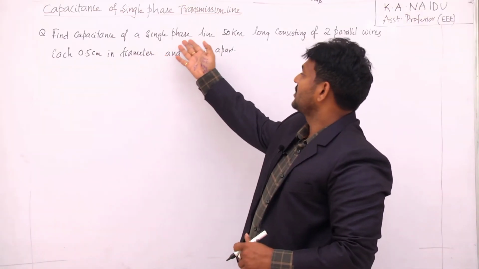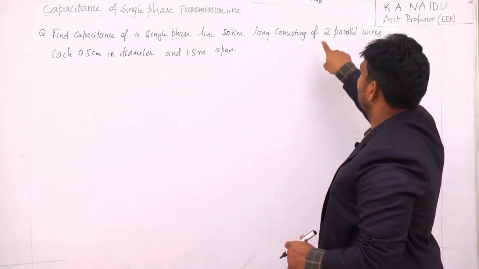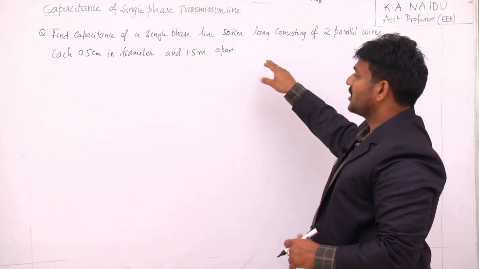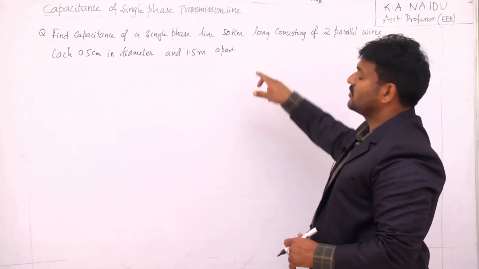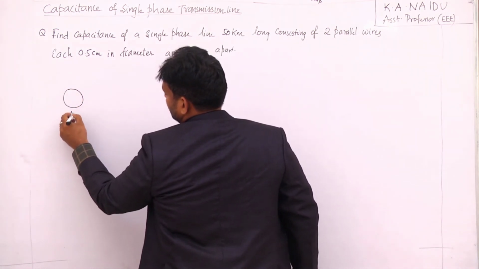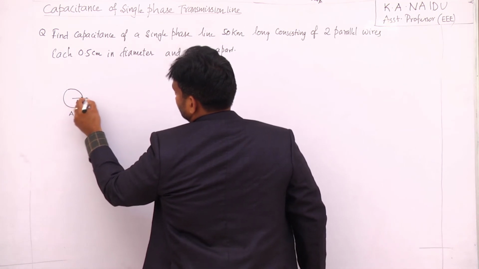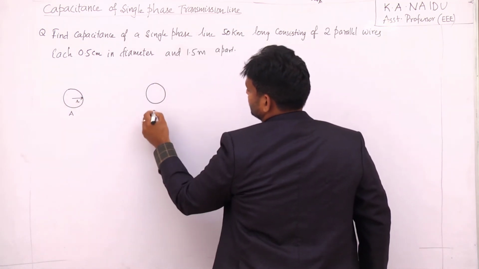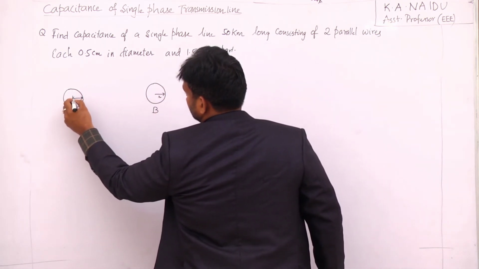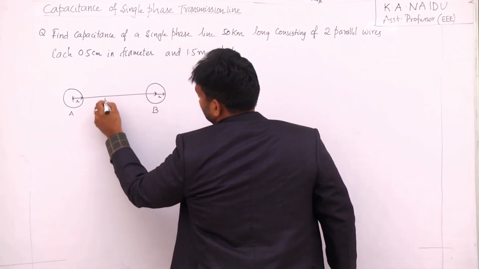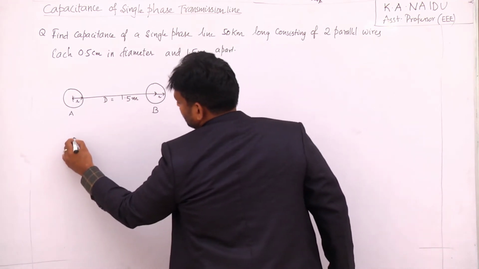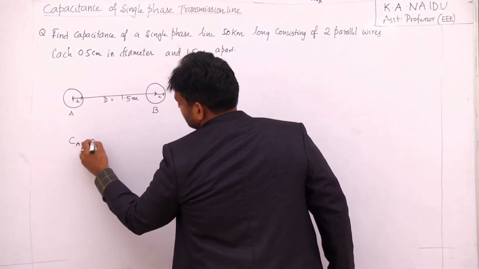Find the capacitance of a single phase line which is 50 kilometers long and consists of two parallel wires, each of 0.5 centimeter in diameter, separated by 1.5 meters. Suppose this is one conductor A, which has a radius R, and this is another conductor B. It also has radius R, and they are separated from each other by a distance D equal to 1.5 meters. You need to find the capacitance CAB.